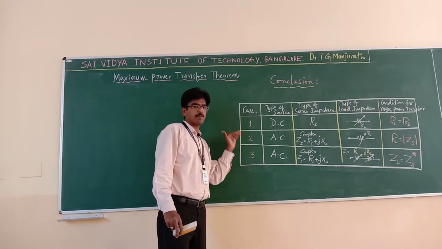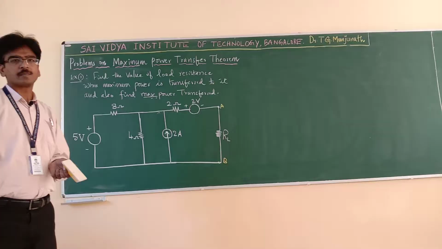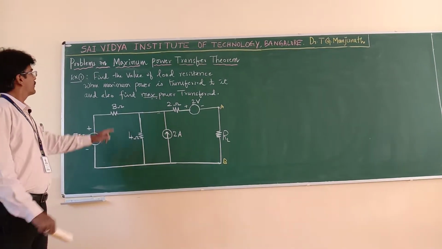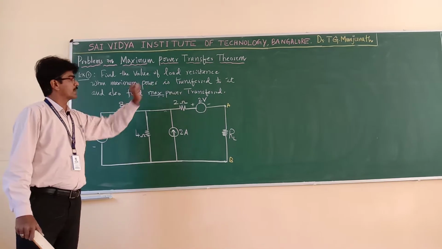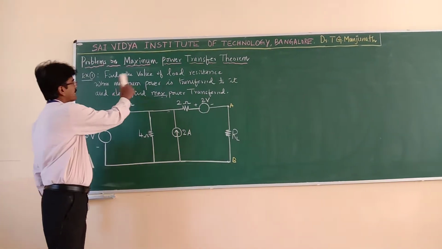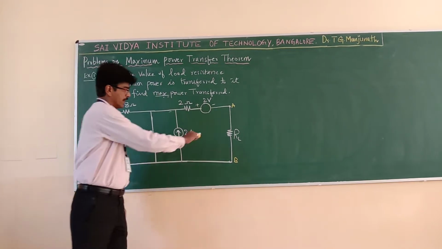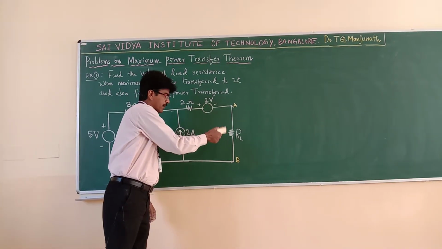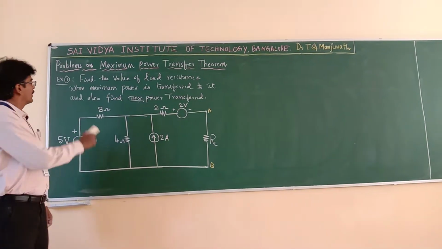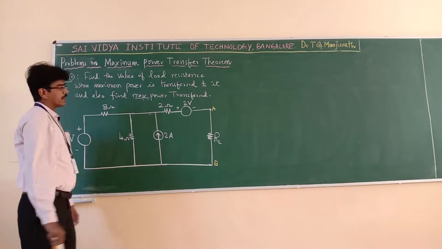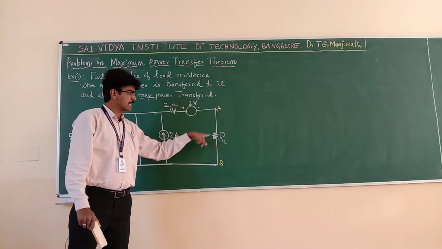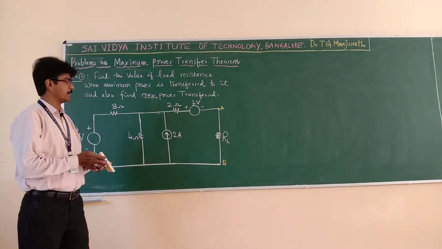Let us solve one problem for each case. Now, let us see the problem statement. Find the value of load resistance when maximum power is transferred to it. If you want to transfer maximum power to this load resistance, what should be its value? After finding the value of load resistance, you have to find the maximum power transferred to it. That is the problem statement.